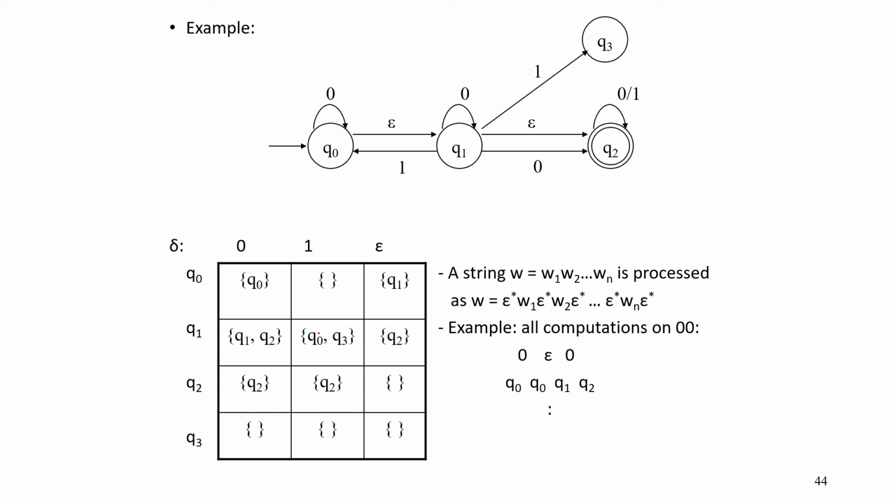You see something like this, and what does this particular diagram mean? This particular diagram shows that you can change your state from q0 to q1 without consuming any symbol, but when you come back from q1 to q0, you have to consume at least a 1.